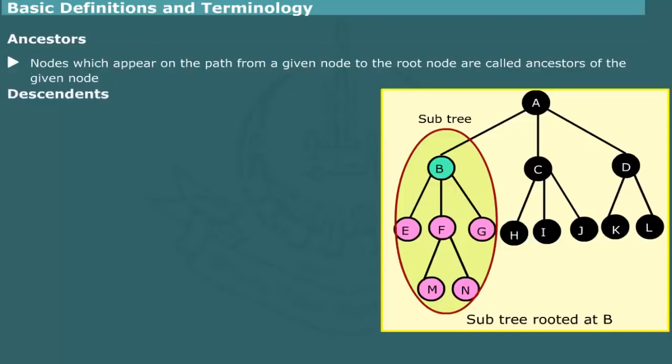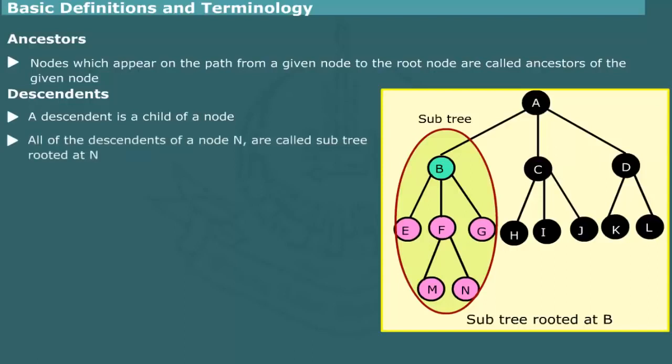Descendant. A descendant is a child of a node or descendant of the child. All of the descendants of a node N are called a subtree rooted at N. In figure, the subtree rooted at B consists of nodes B, E, F, G, M, and N. A subtree may comprise a single leaf node. As we shall see later, the notion of subtree is of great help in partial processing of data contained in a subset of nodes.